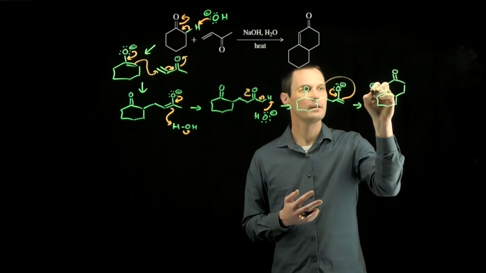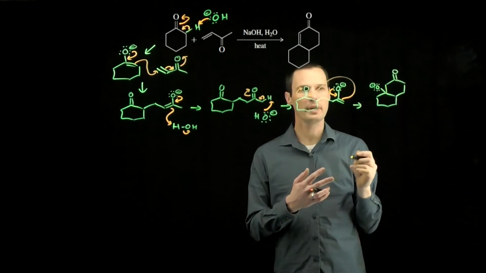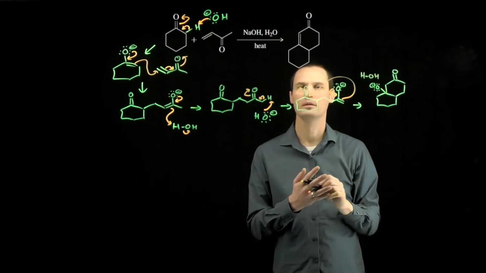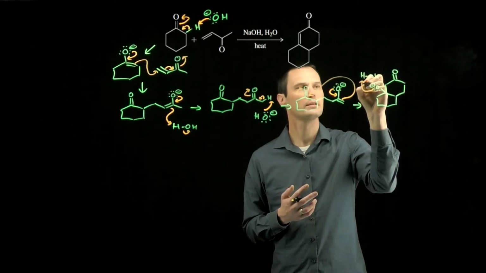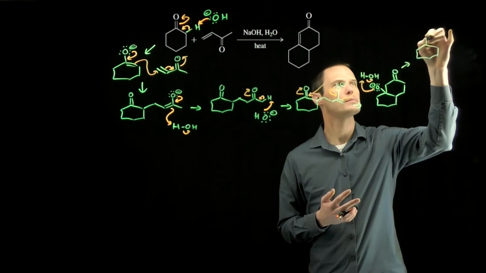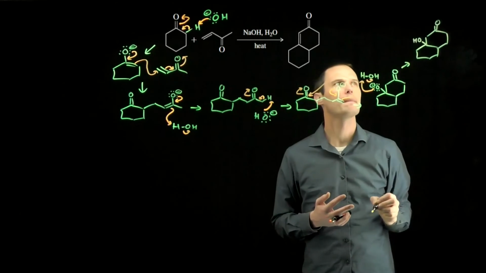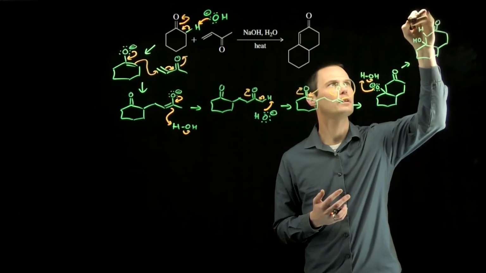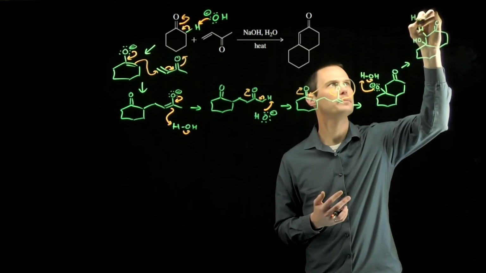This alkoxide can be deprotonated and then eliminated. So we'll use water to protonate this intermediate. And then we'll do our beta elimination. So we will reform an enolate with more hydroxide.